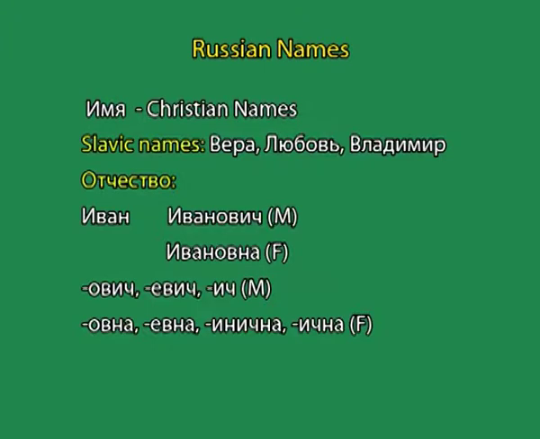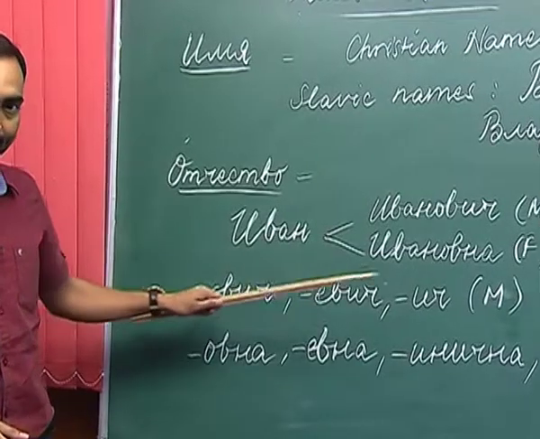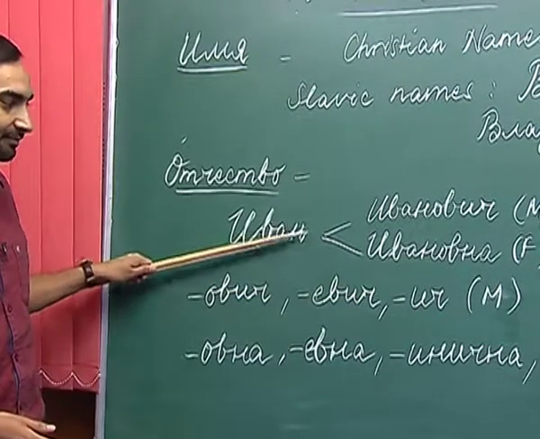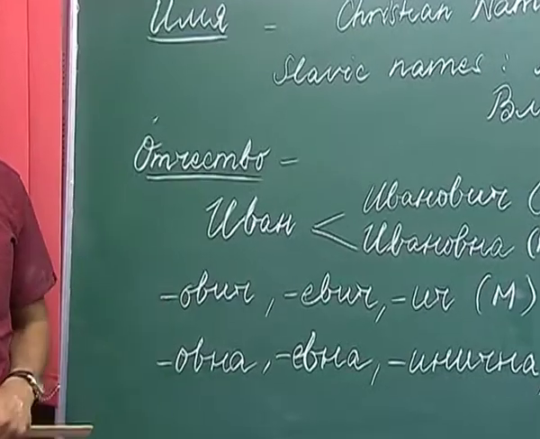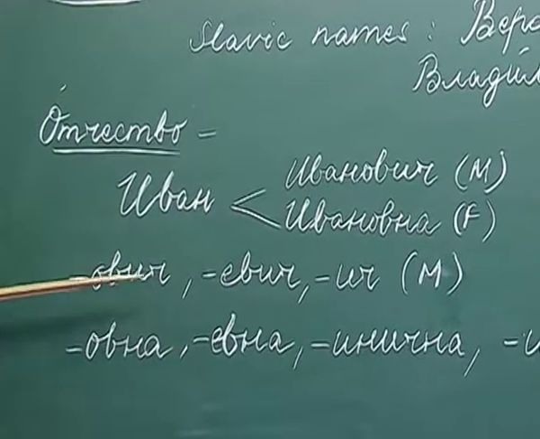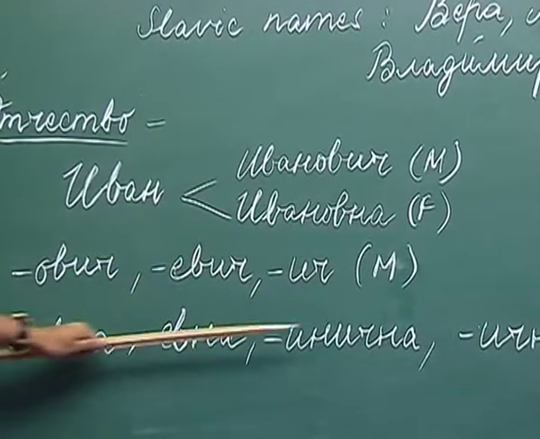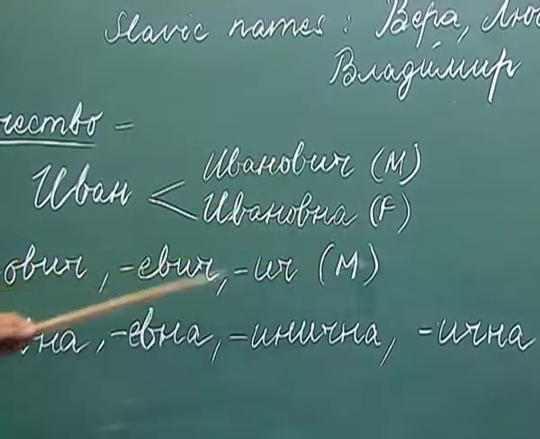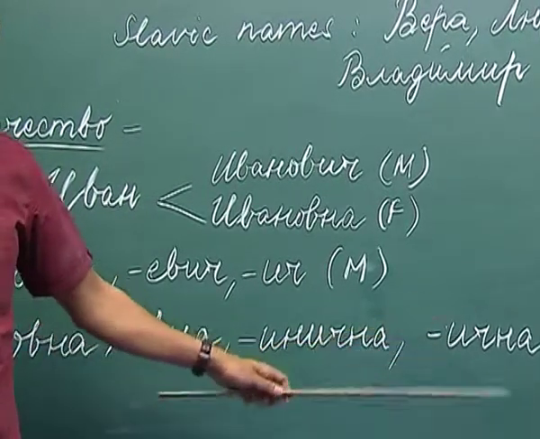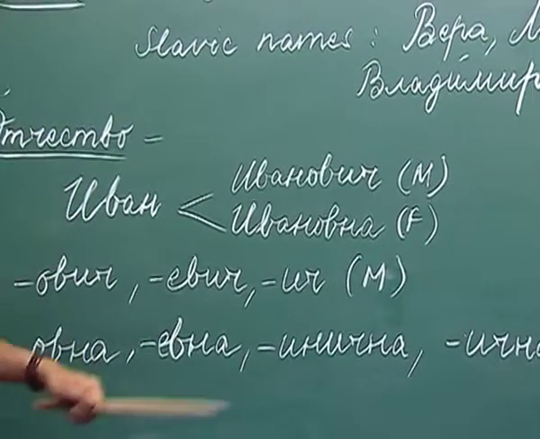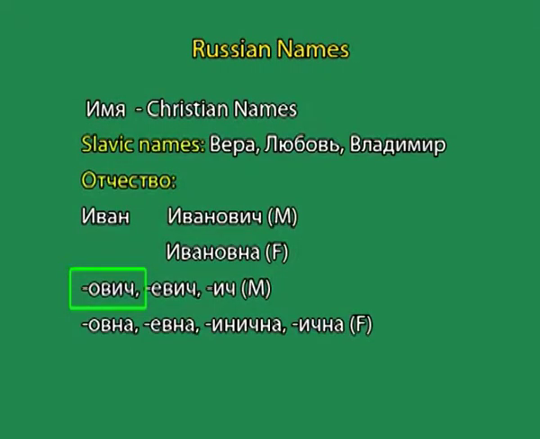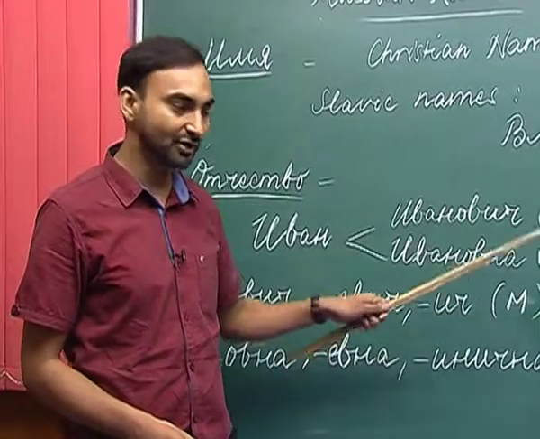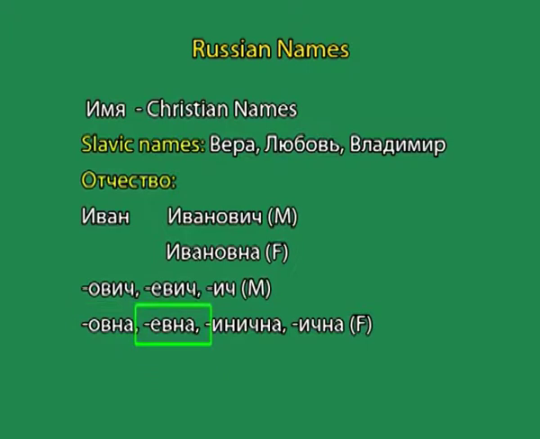So, we can now conclude that by adding specific suffixes to the first name, we derive otchestva. Now the question comes: I have written here 3 suffixes and 4 here. These 3 suffixes are used to derive the masculine patronymic, whereas these 4 suffixes are added to get the feminine patronymic. So, now we will see where we add ovich, where we add yevich, and where we add each to get the masculine patronymic, and where we add ovna, yevna, inichna or ichna to get the feminine patronymic.